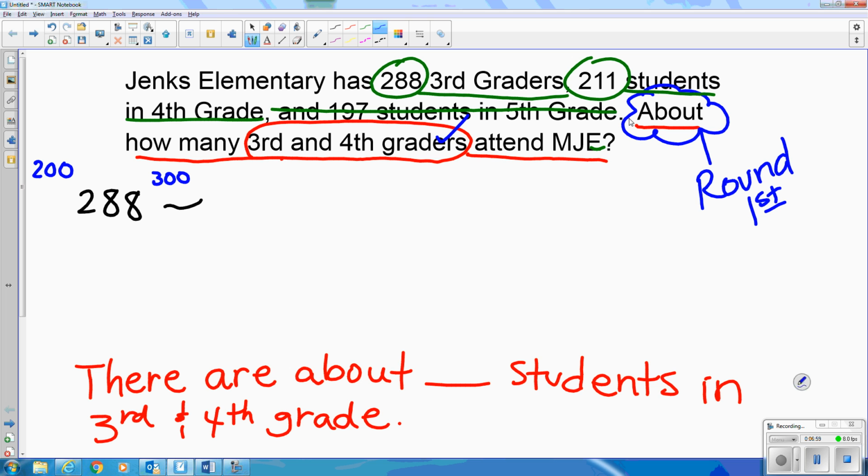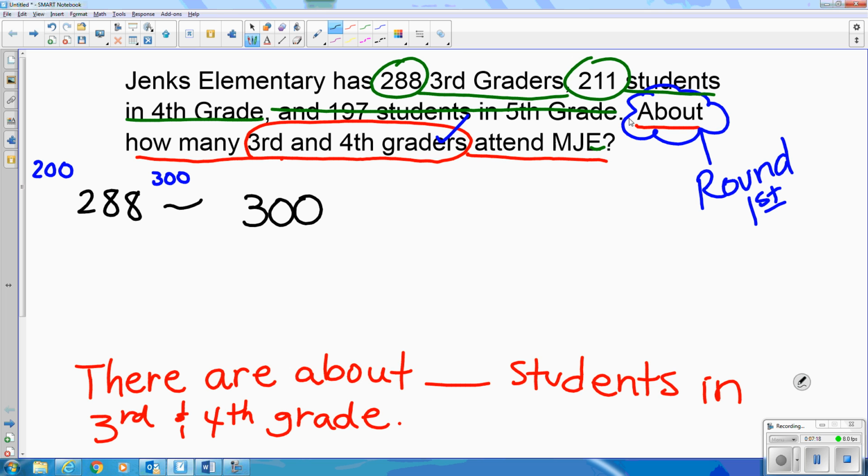Closer to 300. So we're going to say 288 rounds to 300. Very good, because if it's past 250, it has to be 300. Yes, we use that middle mark, right? 250. It's past 250. All right, let's take our next number.